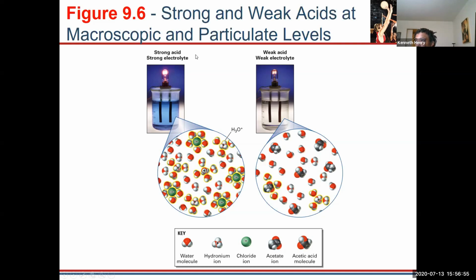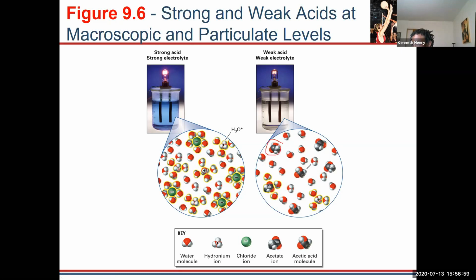So you guys see, that's an acetic acid molecule that's still connected. And then here we only have one set of ions. Okay, so that's going to give you a weak acid, and that's just going to give you a very weak signal, very poor conduction of electricity. So simple.